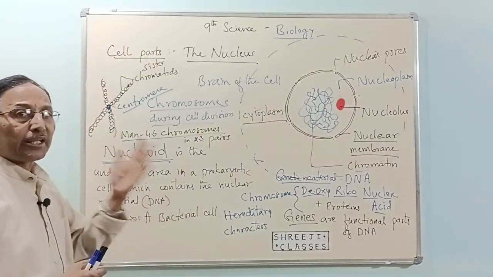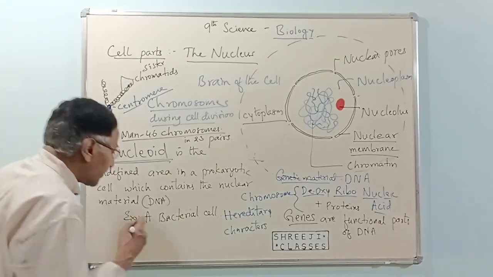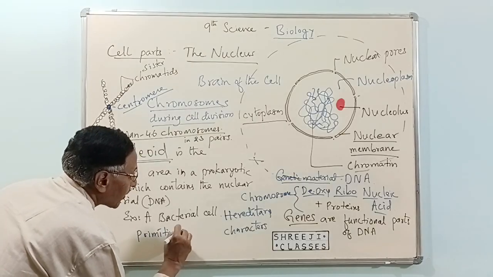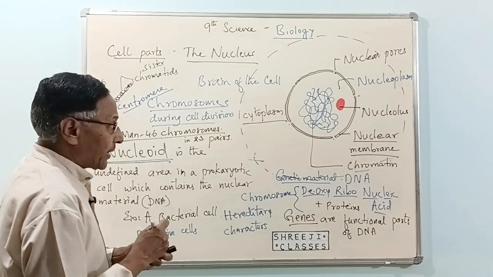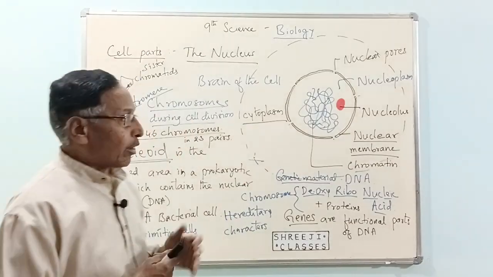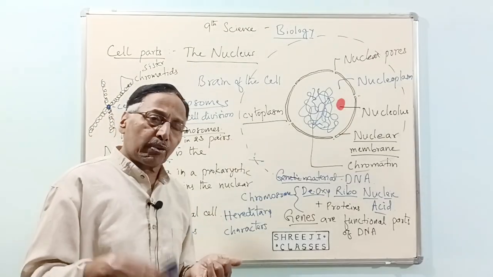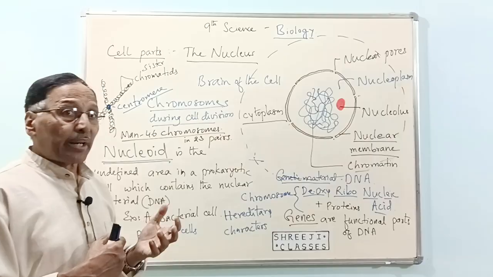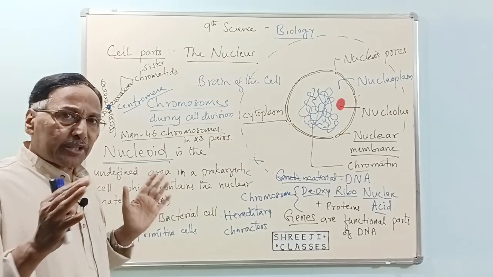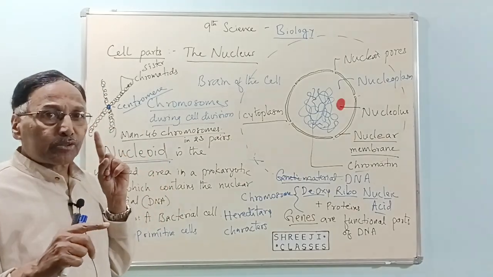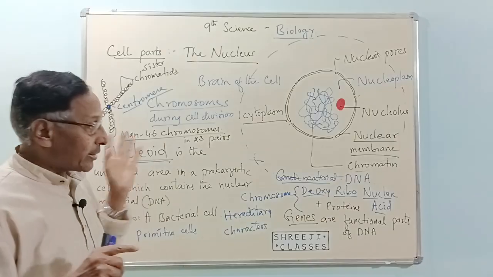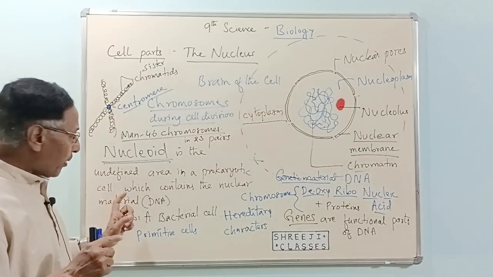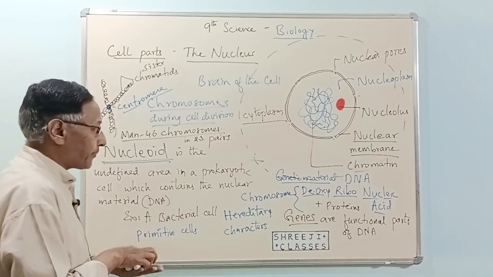Example, bacterial cells. Bacterial cells are called primitive cells. They do not contain the nuclear membrane, nor do they contain structures like mitochondria, endoplasmic reticulum. They don't have membrane-bound structures. Non-membrane structures are there, like ribosomes, but membrane-bound structures are not there in a primitive cell. That is why they are called prokaryotic cells.